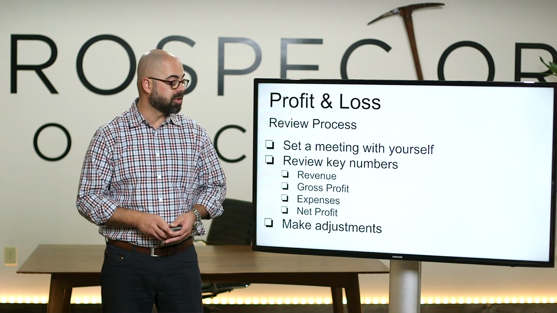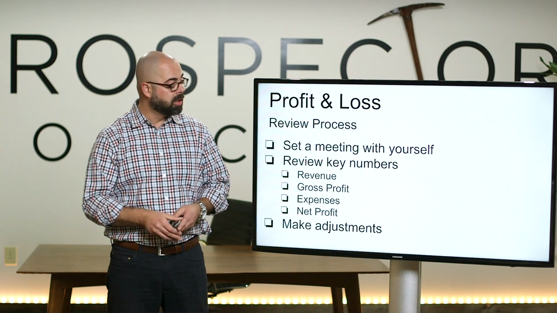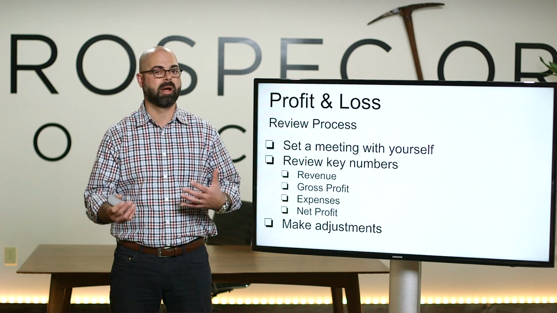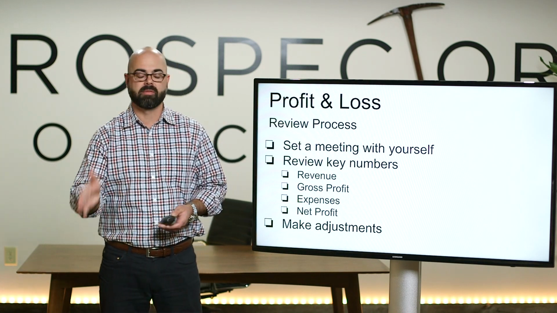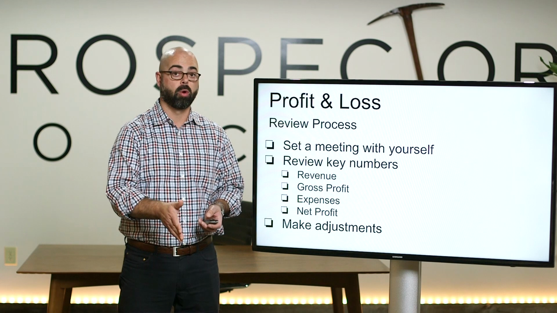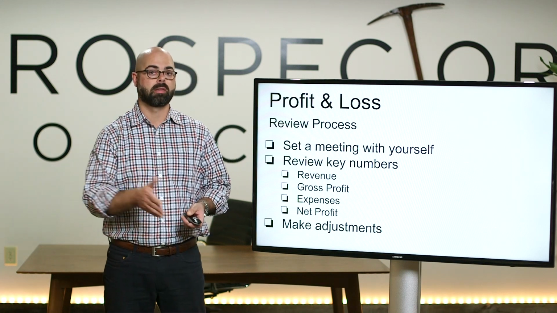And then you can make adjustments. If your net profit's too low, you're going to dig in and see where am I at with my expenses? What's gone out of whack here? How did I go from being at 27% last month to 24% this month? What's causing that to happen?